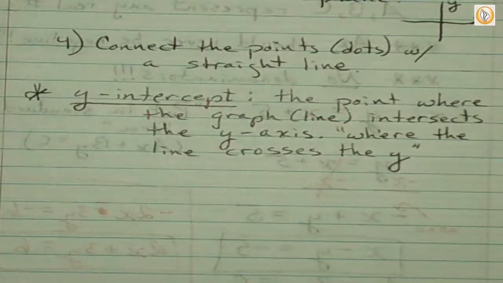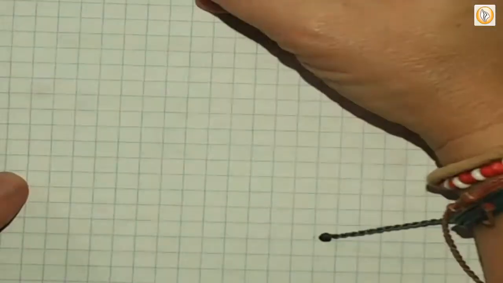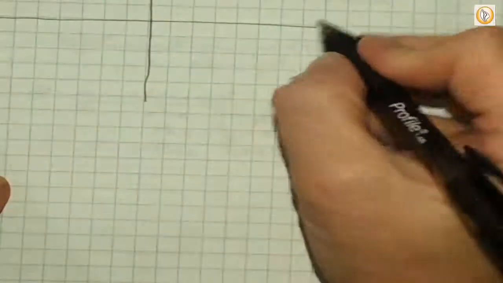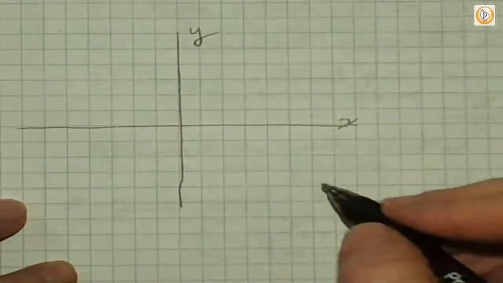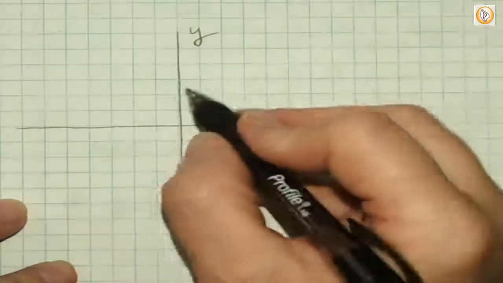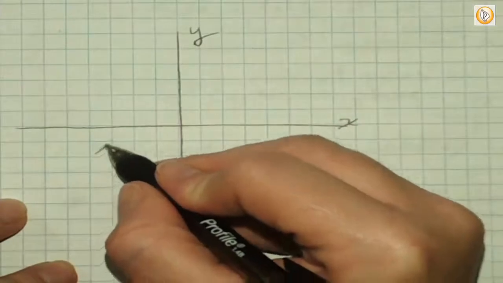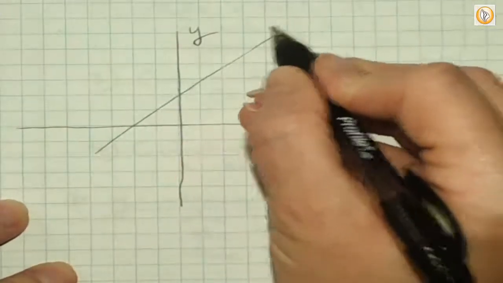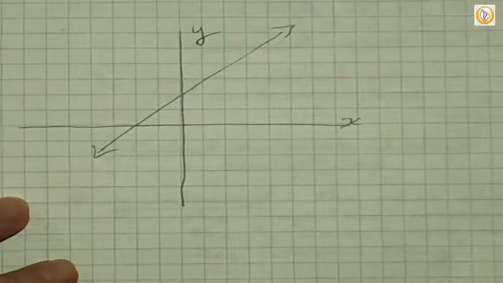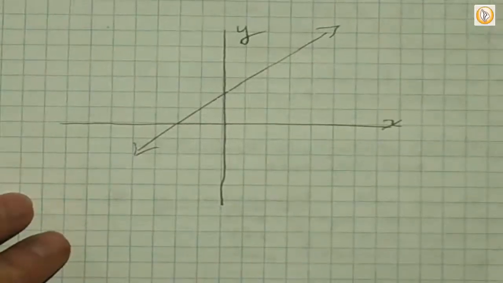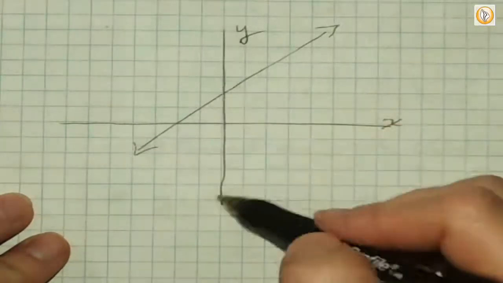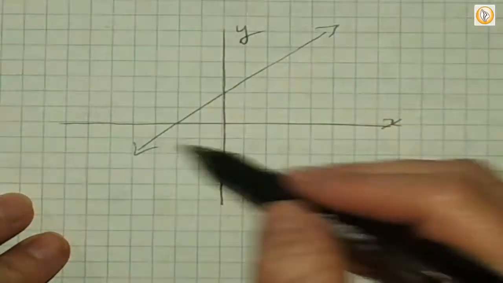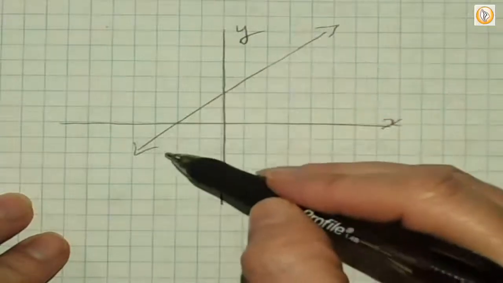So, for example, here's my x-axis and my y-axis. Let's say I have a line right here. Now, look at that. This is my line. This is my graph. This is a Cartesian plane. This is not your graph. This is your graph. This is your line.